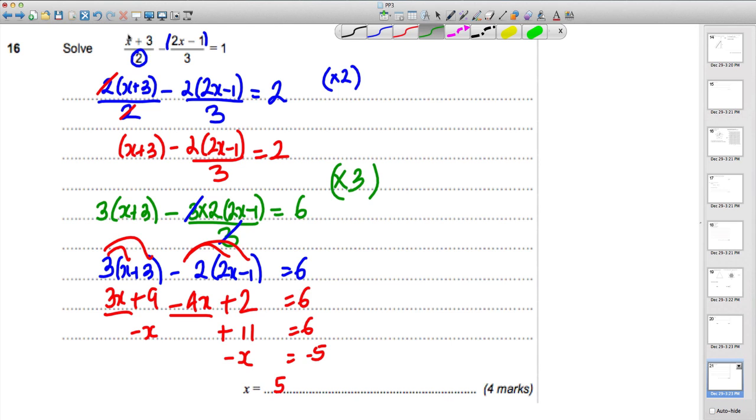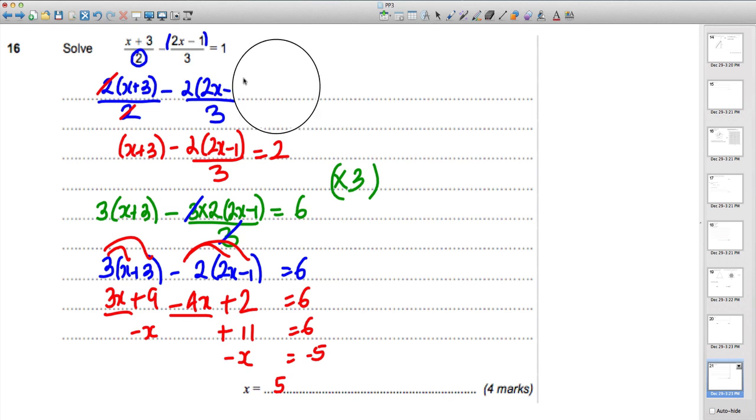Does it work? 5 and 3 is 8. 8 over 2 is 4. Subtract 2 times 5 is 10. 10 take away 1 is 9. 9 over 3 is 3. So 4 take away 3 does give me 1. It works. I know I've got the right answer. Now, there are quicker ways of doing this, and I want to show you the quick way. I think that's a bit long and laborious.